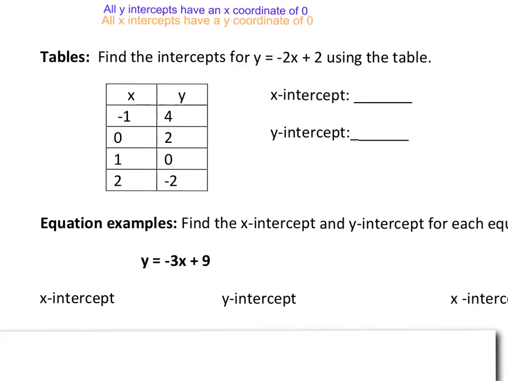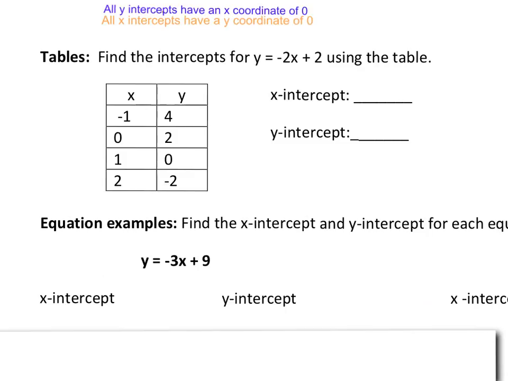I know you're probably wondering, why do we care? But it'll make it much faster for us to graph if we're able to use the intercepts. And when we do word problems, the intercepts usually have important meaning. So just wait. Keeping these two facts in mind, it should be easy for us to find the intercepts for the equation y equals -2x plus 2 using the table.